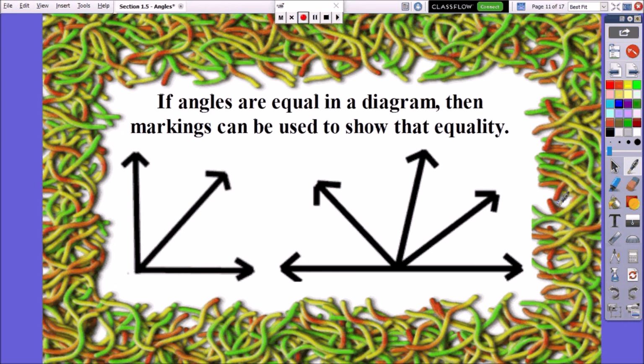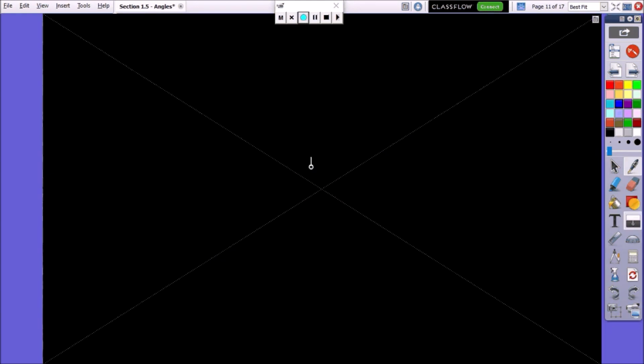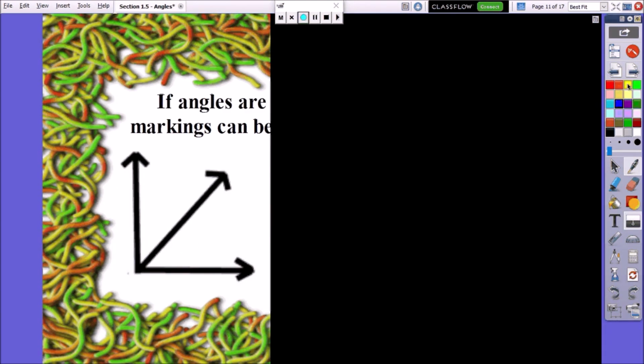Well, angles also have markings that can show equality. So I've got two separate examples here. So let me just hide that other example temporarily. And so if I wanted to say that this little angle and this little angle were equal to each other, then we're going to use what I like to call arc marks. Little curved arc marks. So you're going to put one on this angle, and we're also going to put a matching one over here on this angle. Now notice I made a little separation in here.